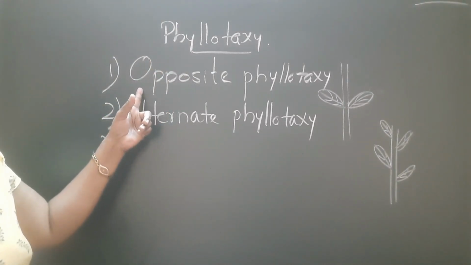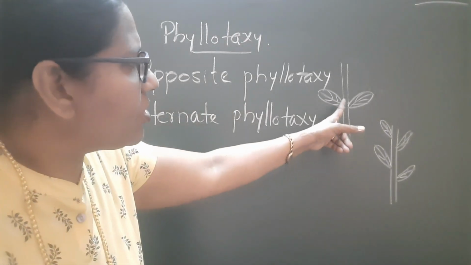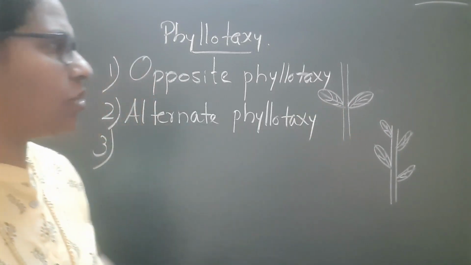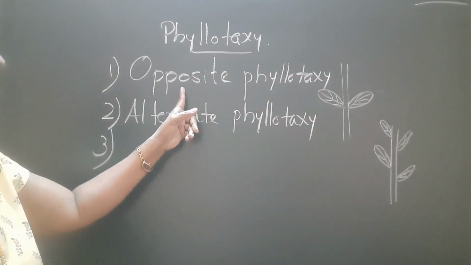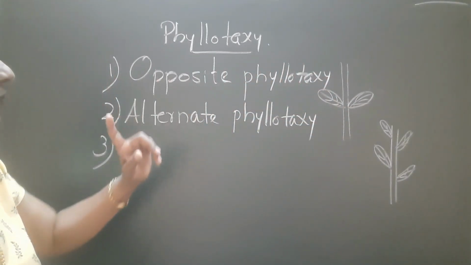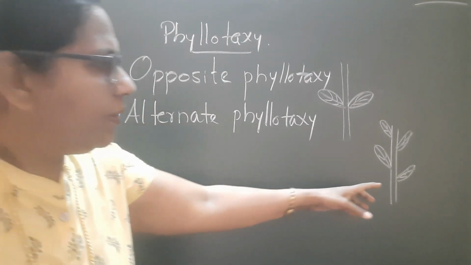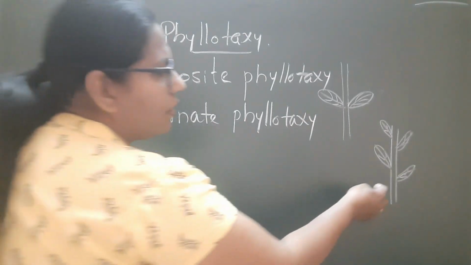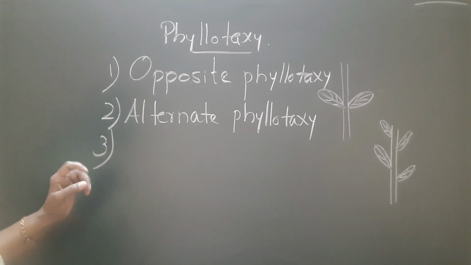Number one is opposite phyllotaxy. When the leaves are arranged on the stem on both sides, just opposite to each other, this kind of arrangement is called opposite phyllotaxy. The second one is alternate phyllotaxy. When the leaves are arranged alternately, this way, that is called alternate phyllotaxy.